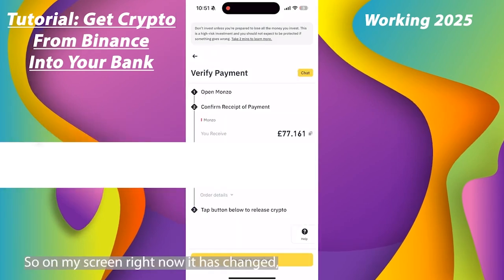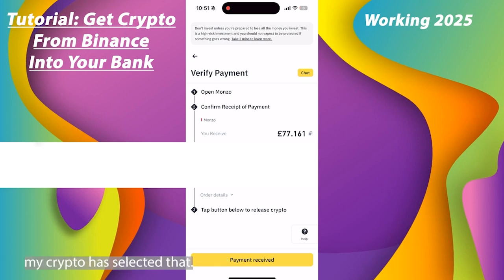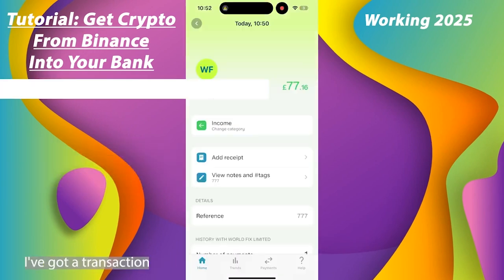On my screen right now, it has changed. It's come up with all of my details, the person who's buying my crypto from me, their real name, and all of the order information in terms of how much I'll receive. The bottom button, payment received, has now gone yellow. That is because the person buying my crypto has selected that they've sent the payment over to me. If I head over to my Monzo bank account, you'll see I've got a transaction received of £77.16.